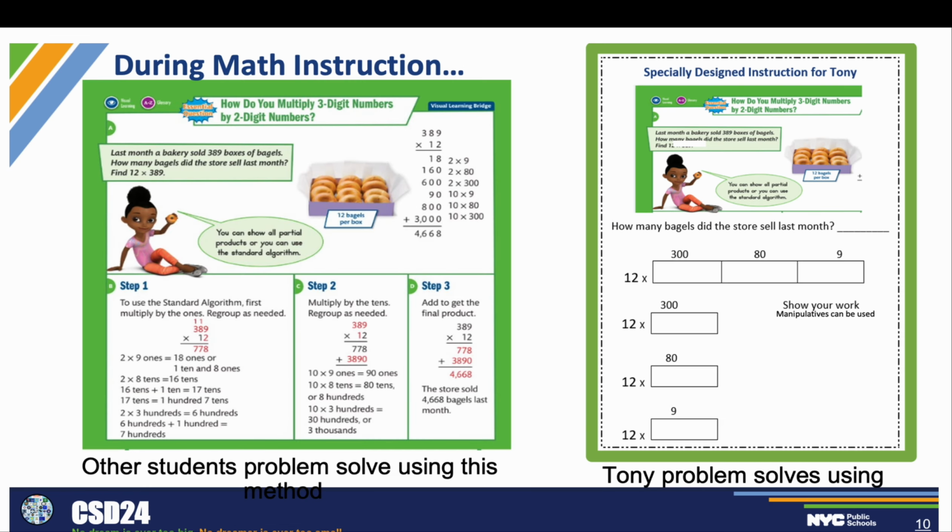We used an example from a lesson from Envision because most of District 24 uses Envision. So this is a multi-digit multiplication lesson, and the scaffold is the array model for this specific student.